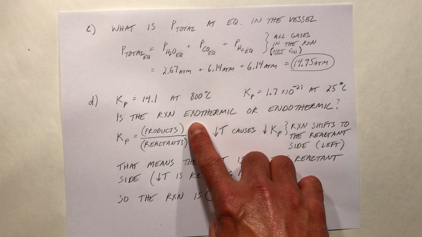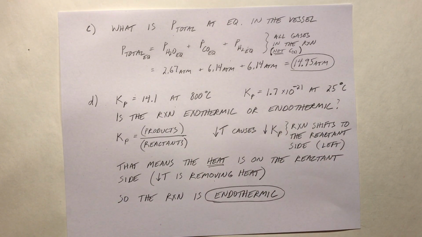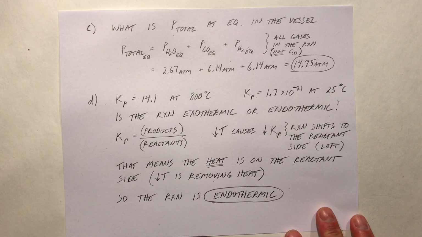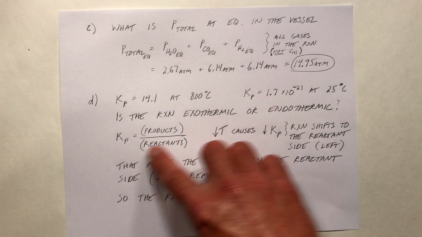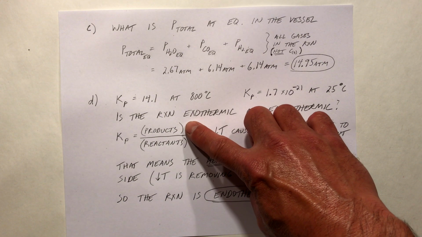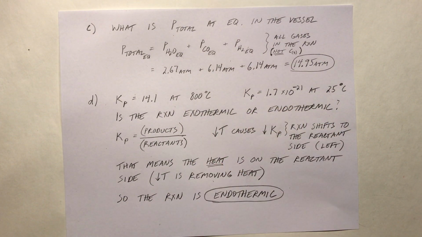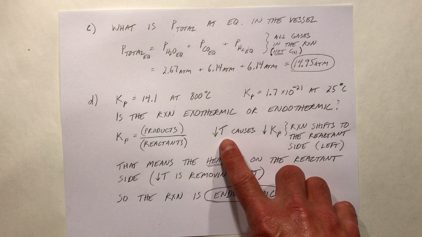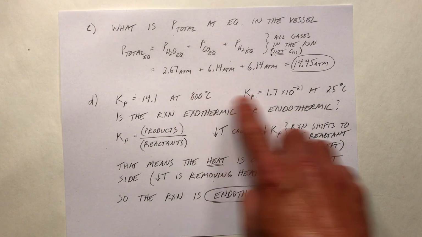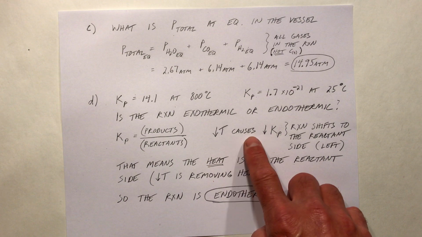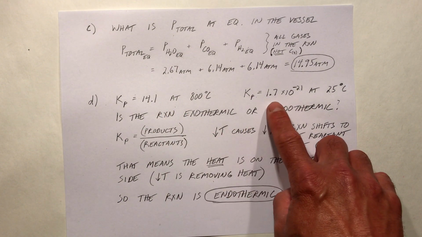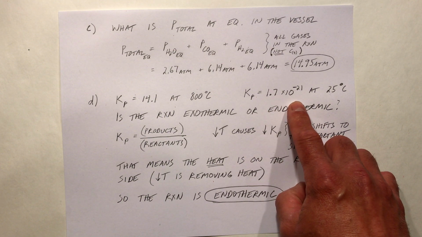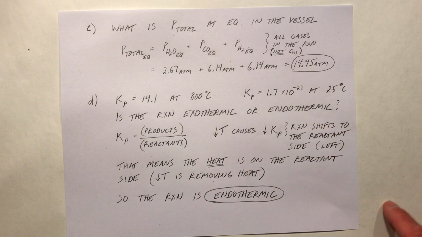So what does that tell us? Is the reaction exothermic or endothermic? Now, rather than try to memorize all that stuff, I think it's easiest just to figure it out as you go. So Kp, any equilibrium constant expression, is always calculated with products over reactants. Decreasing the temperature from 800 to 25 caused a decrease in Kp. It went from 14.1 to 1.7 times 10 to the negative 21. That's a pretty big decrease.